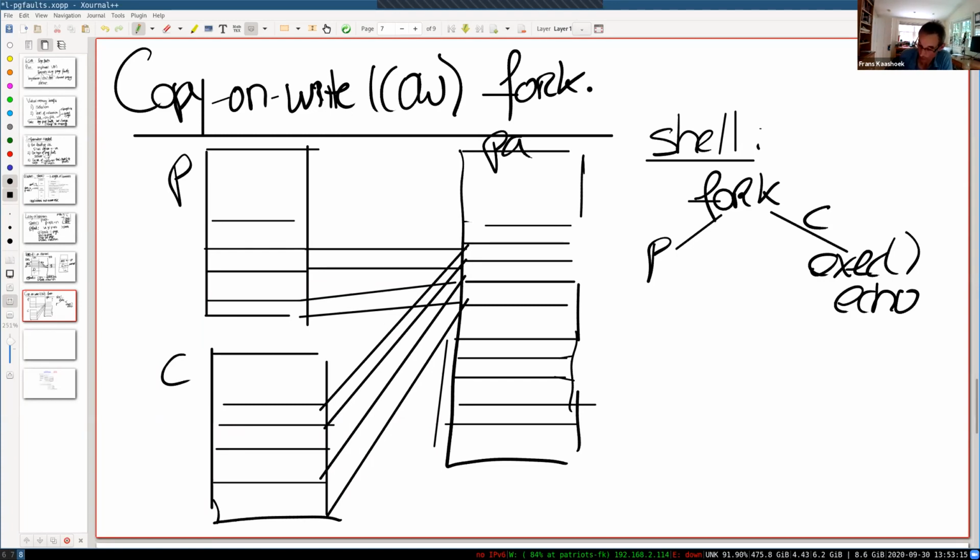Because if the child wants to modify one of these pages, that update should not be visible to the parent, because we want strong isolation between the parent and the child. So we need to be a little bit more careful. And so to be more careful, what we can do is just map those pages, both in the child and in the parent, read-only.